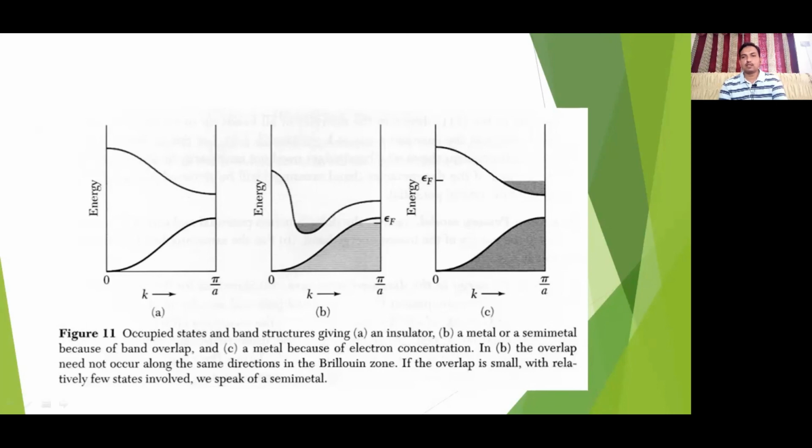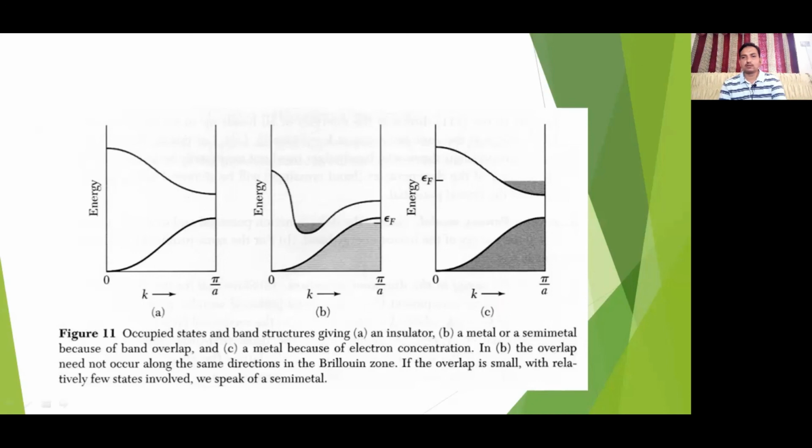Or if you see the diagram C, here you see at the zone boundary, the valence band is filled and the conduction band is partially filled, slightly filled. So there are already some electrons existing in the conduction band. So one thing to be noted is that, as in figure B, the overlap need not occur along the same direction, like you see in the C diagram, along the same line.